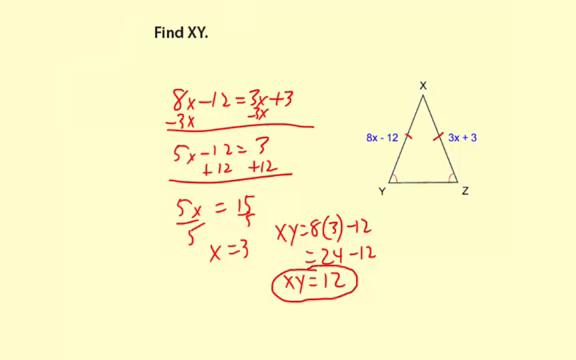Okay, let's review the process. We applied the converse of the base angles theorem because angle y and z are congruent, and then we wrote a simple equation, solved for x, applied that x value into 8x minus 12 to find the measure of xy.